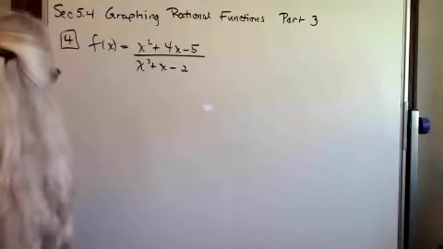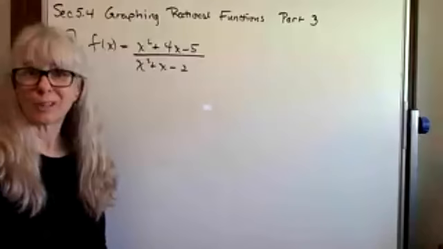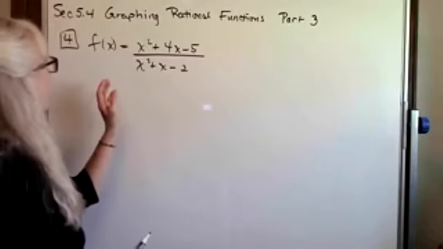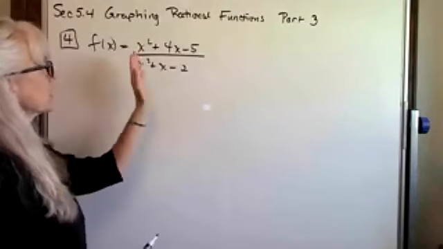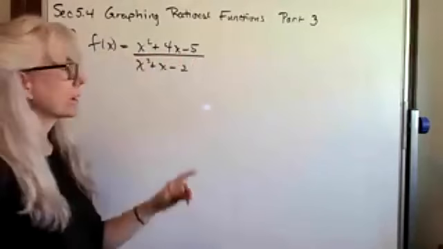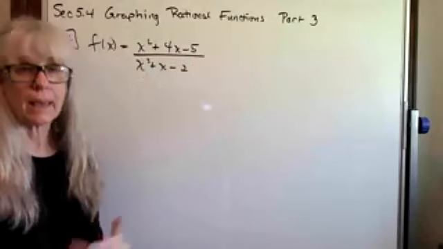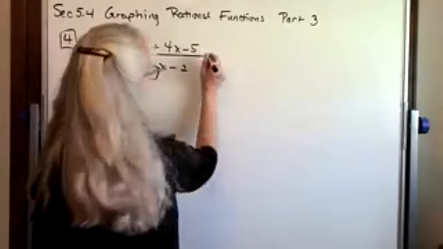Okay, in part 3, our next rational function is going to have a hole in it. So this is example 4. The rational function this time is the quantity x squared plus 4x minus 5 over the quantity x squared plus x minus 2. Again, the first thing I'll do is factor everything. Just makes my work a lot easier.